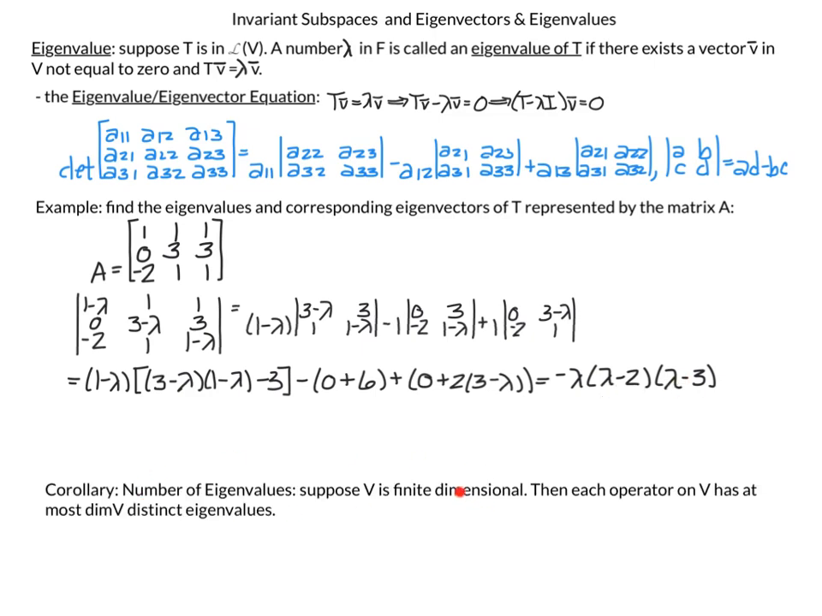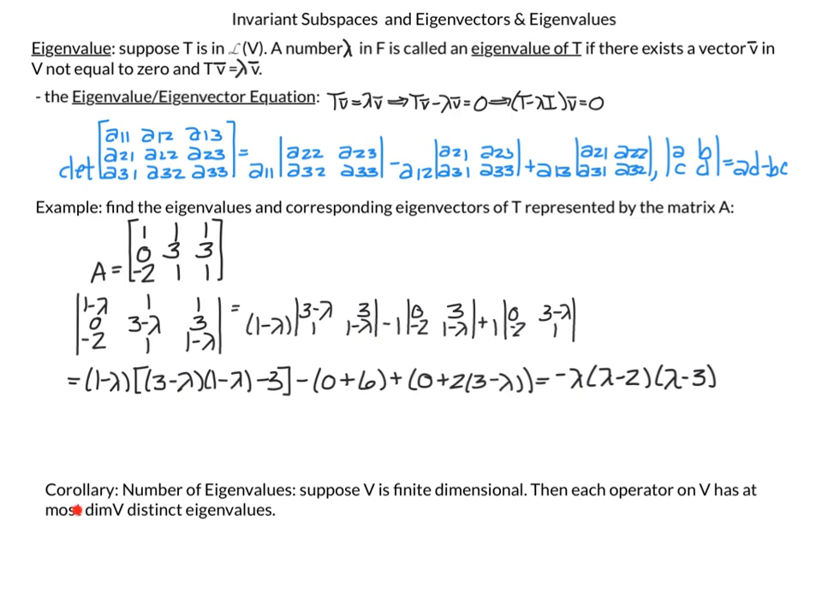We haven't really gone over this in the main part of our video, but we talked about this in our overview. So I'm just going to pop this up now. Suppose V is finite dimensional, then each operator, that is each transformation, in this case we have a matrix to represent a transformation on V, has at most dimension V distinct eigenvalues. Here we're in 3 space, we're in R3, so we can expect at most 3 distinct eigenvalues. Here we have exactly 3.